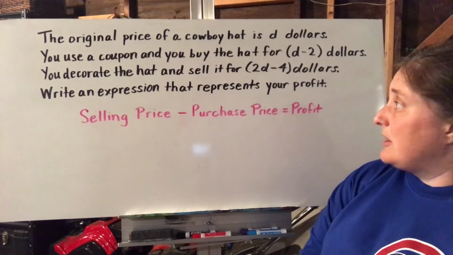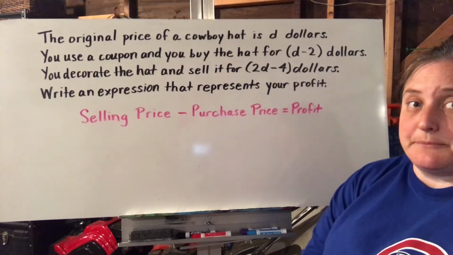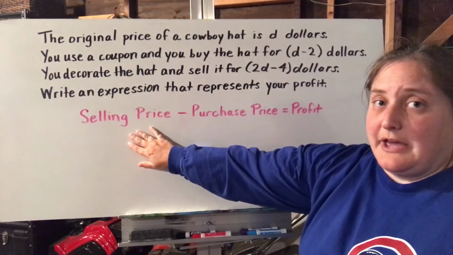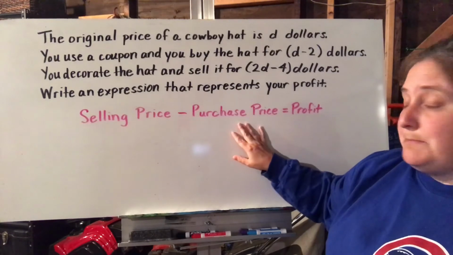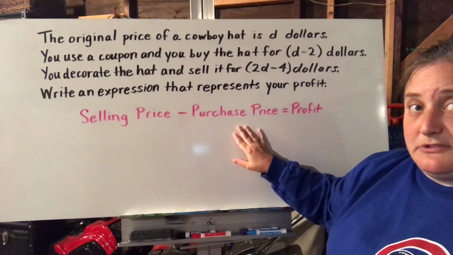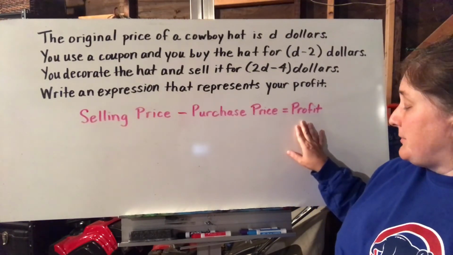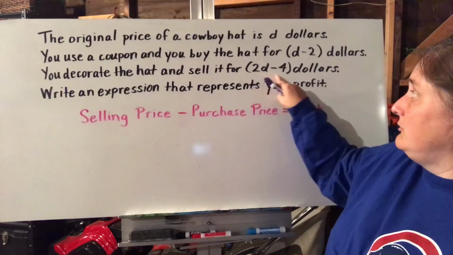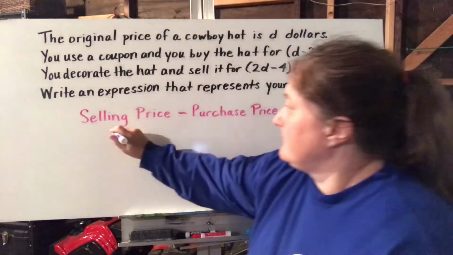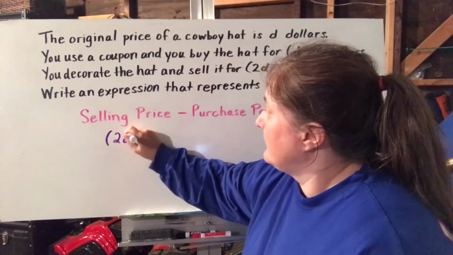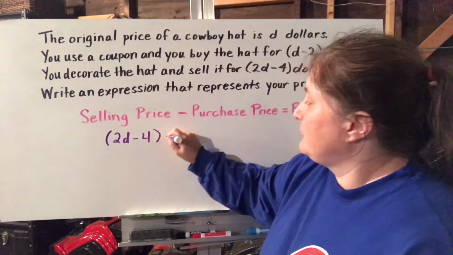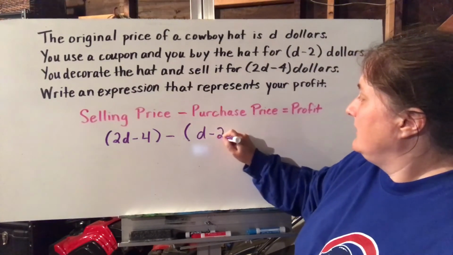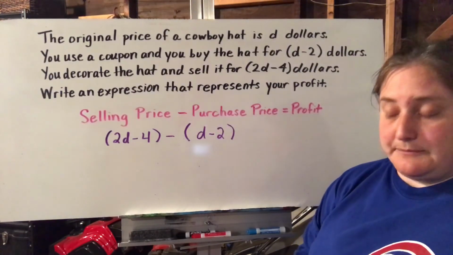They want an expression that represents your profit. Well, to find your profit, you would have to figure out what you sold the hat for and subtract what you purchased it for, because that was money you spent, and that will leave you with your profit. So the selling price for this hat was 2D minus 4. And I'm subtracting what I paid for the hat, which was D minus 2, in hopes of getting my profit.